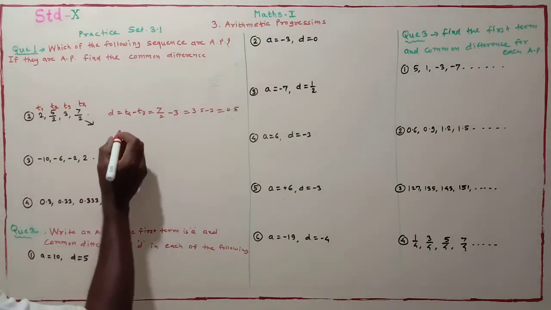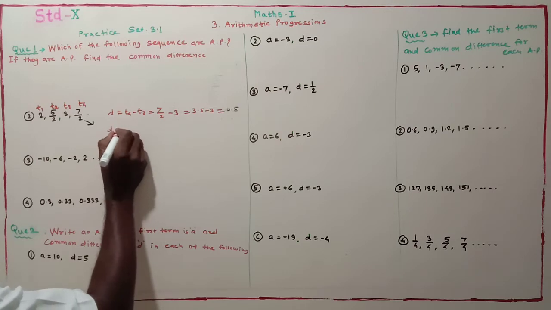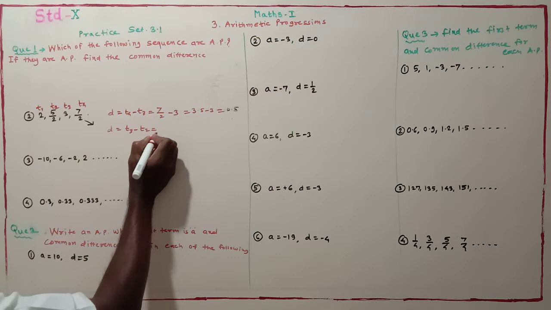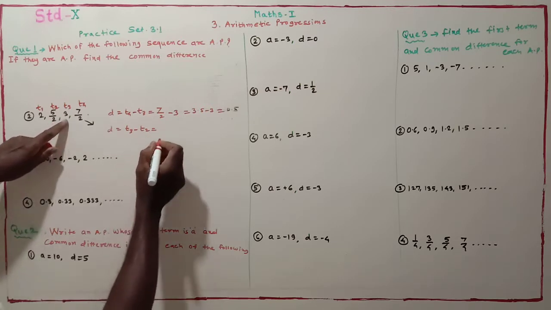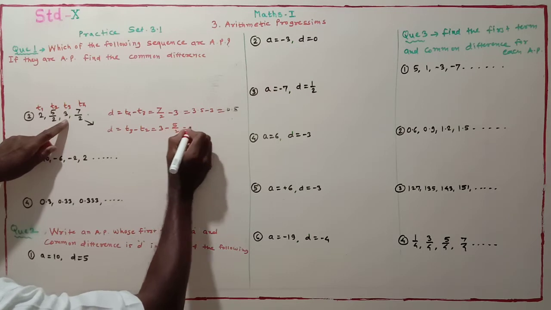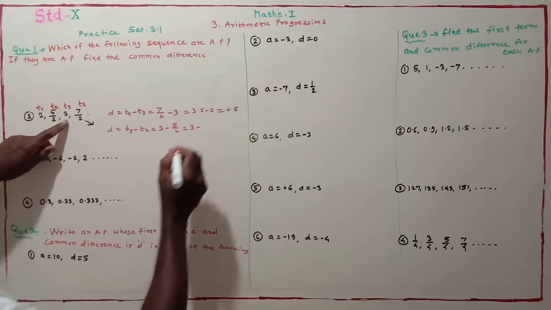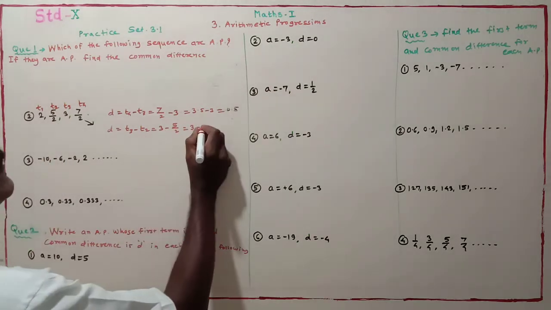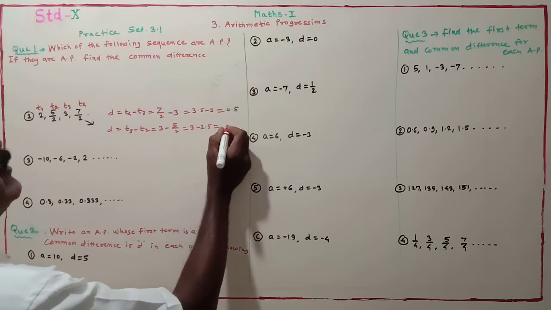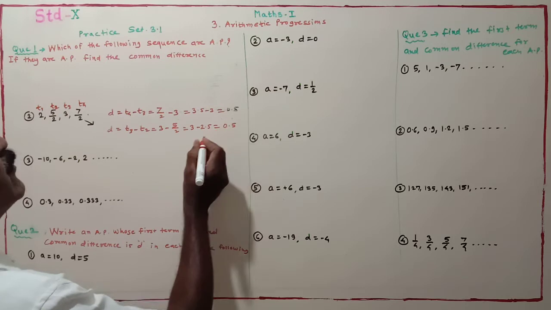D is equal to T3 minus T2. T3 is 3 minus 5 upon 2. 5 upon 2 means 2.5. 3 minus 2.5 is 0.5.